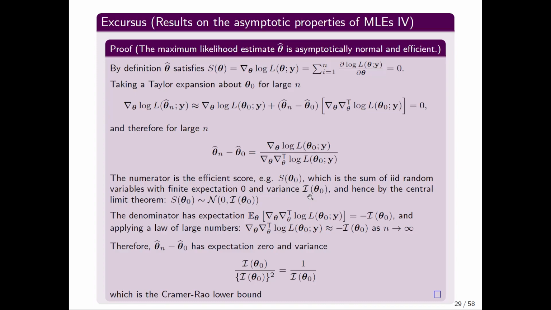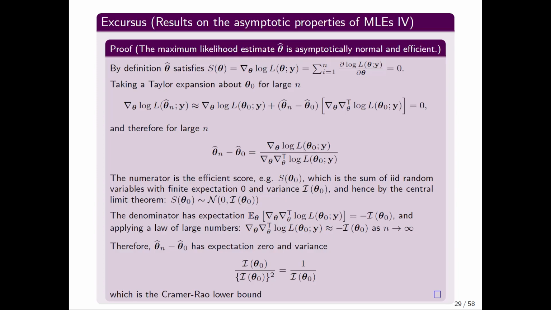And then finally in this excursus, this slide gives the outline proof that the MLE is asymptotically normal and efficient, again for your own study. The idea is as follows. The maximum likelihood estimate sets the score to 0 by definition. Taking a Taylor expansion of the score about the true value and rearranging, the estimation error is a ratio.